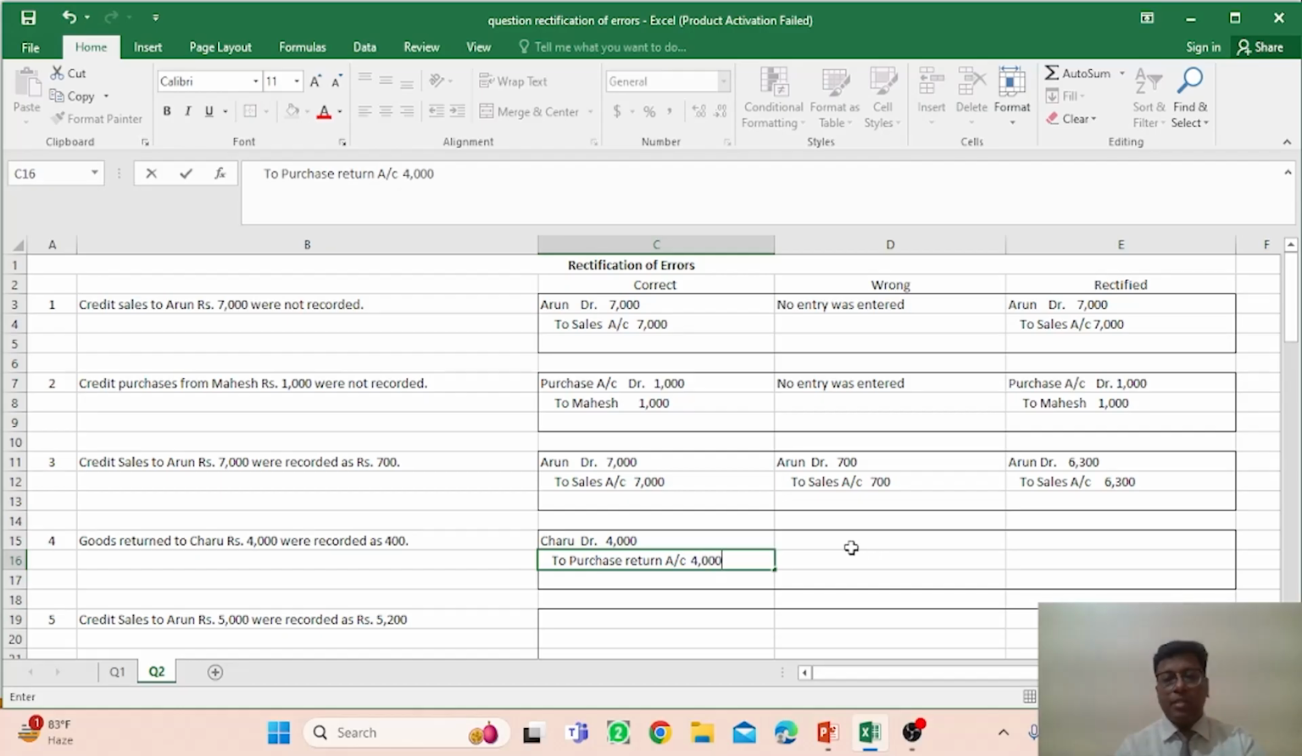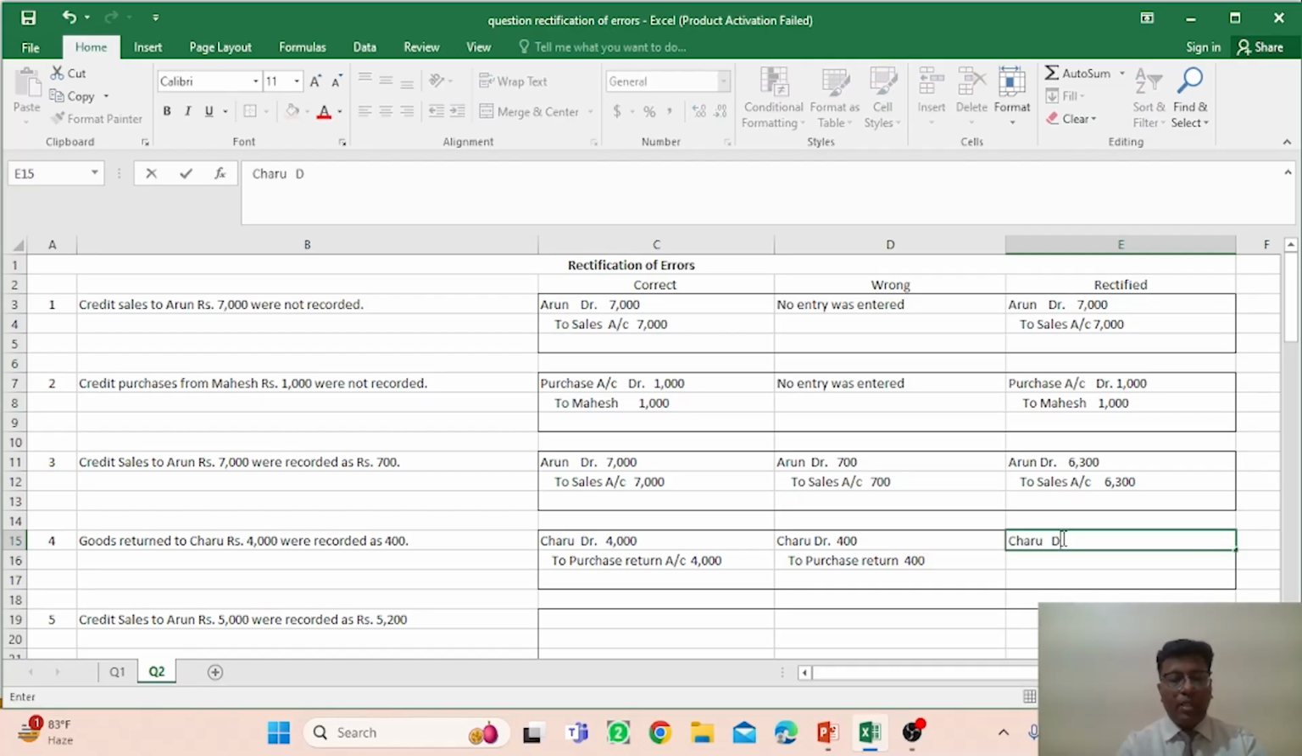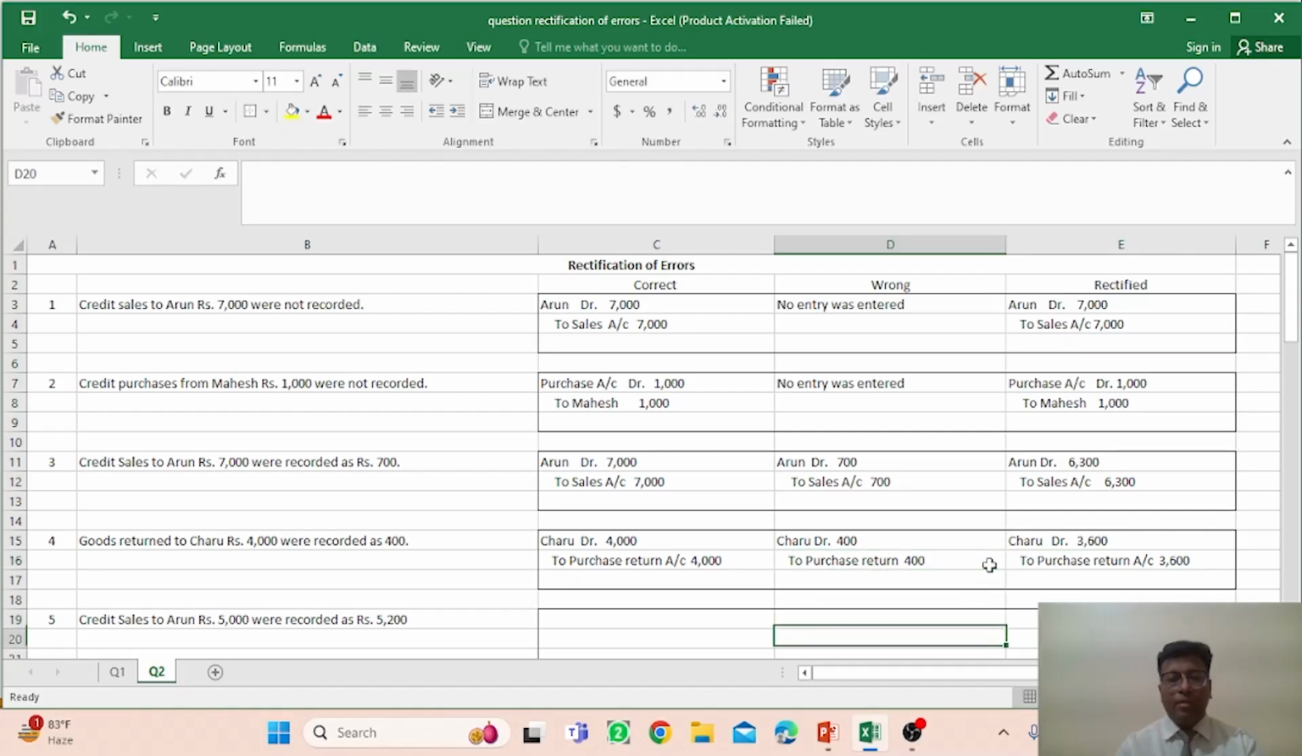So this is the correct entry, and the wrong entry that was entered had the amount mistaken. The entry was Charu debit by 400 to purchase return 400. So what should be the rectified entry? Less amount was there, so it was reduced by rupees 3,600. So Charu debit, to purchase return account, rupees 3,600. So I think you learned it.